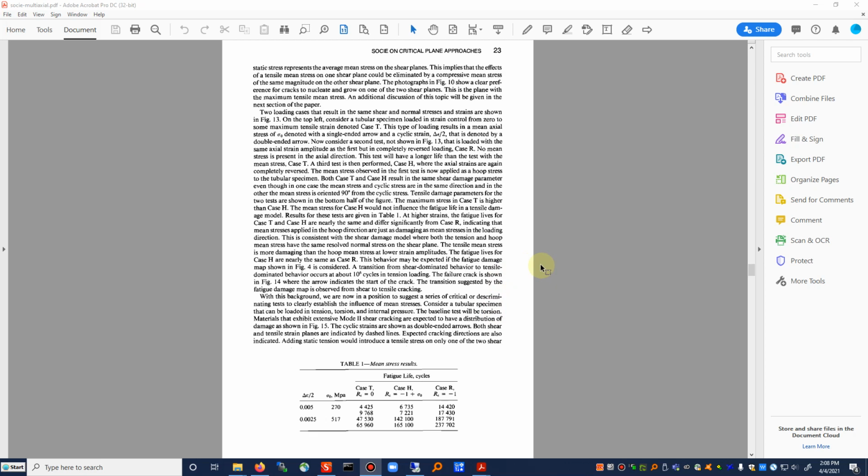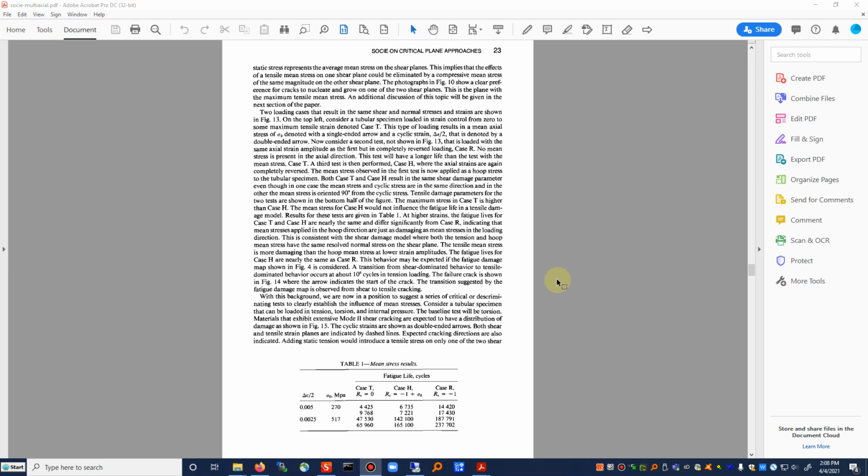Consider a tubular specimen that can be loaded in tension, torsion, and internal pressure. Now remember, when we first started talking about multi-axial, we said that we could have tension, torsion, and we could have internal and/or external pressure. That allows us to get a hoop stress. Not only does that allow us to get a hoop stress, but it allows us to play around with the angles in which the maximum shearing stress can occur.